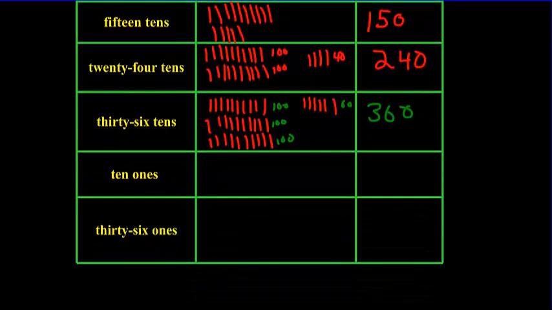And I know you couldn't see this last one. We'll do it together. 10 ones, you should have drawn this. 1, 2, 3, 4, 5, 6, 7, 8, 9, 10. And the value is just 10. Right? That's all we got.